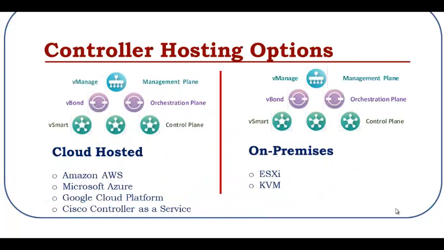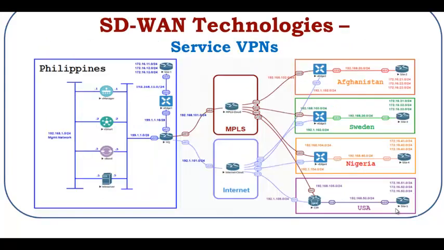Say, for example, if you see this picture, in Nigeria, in Afghanistan, in Sweden, in US, also in Philippines, I got vEdge, you see? I got vEdge here, vEdge here, vEdge here. This is a cEdge because we got a Cisco device, a CSR device. This is vEdge, this is vEdge, this is vEdge. Viptela edge, or vEdge simply, on all of these.